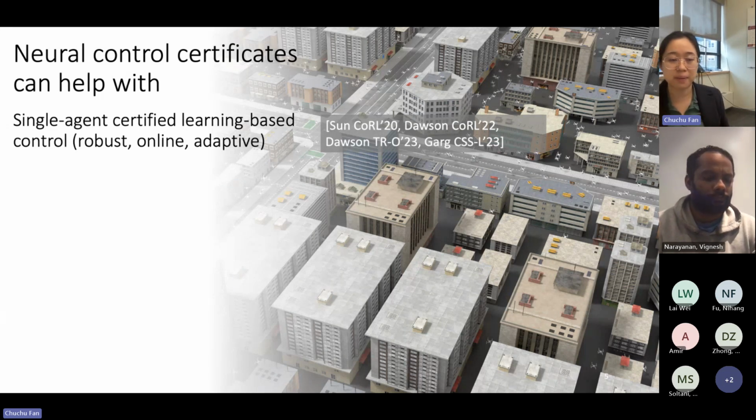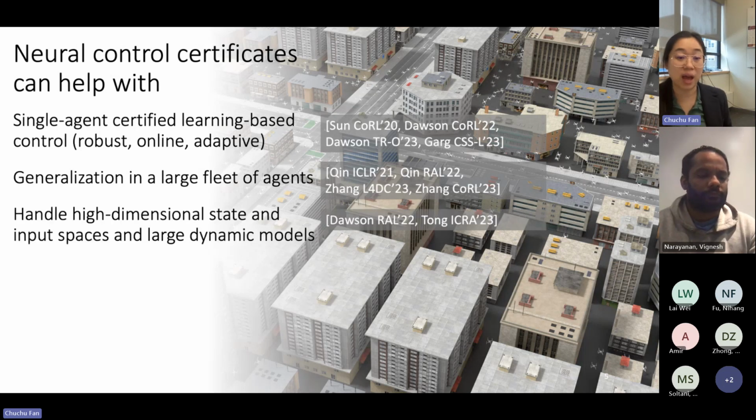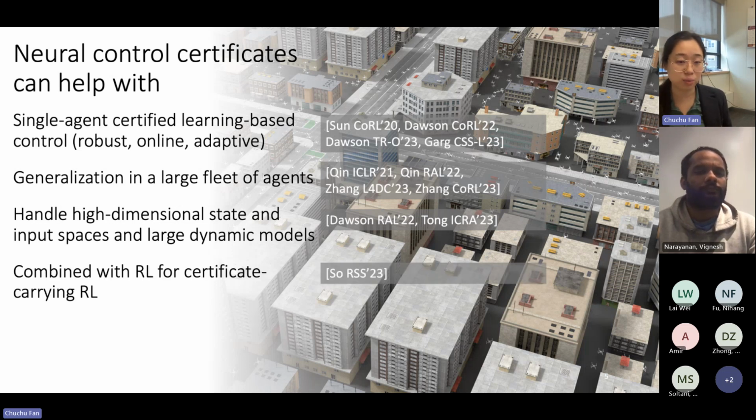And this type of control can be made robust, can be made online, and can be made adaptive to different types of changes in the environment. I have listed some references here if you're interested in this line of work. What I'm really excited about is that we have shown that neural certificates can really help with the generalization of the learned control policy in a very large fleet of agents. We have also shown that using neural certificates, we can directly handle high-dimensional state and input spaces with very large dynamic models. We can combine it with reinforcement learning for certificate-carrying reinforcement learning.